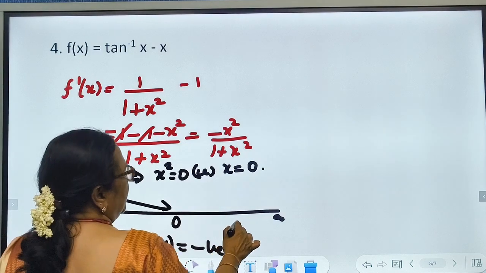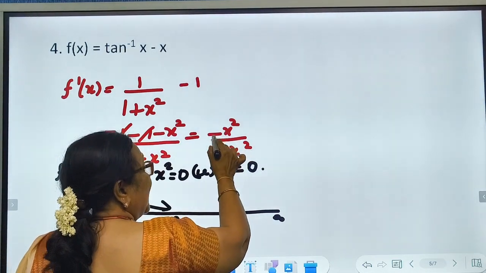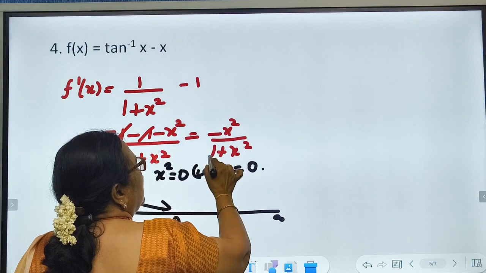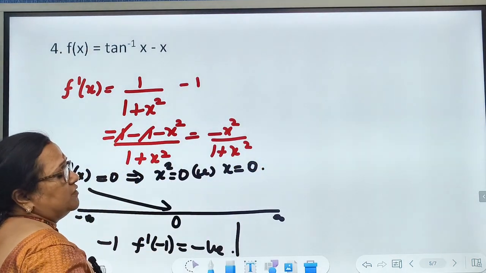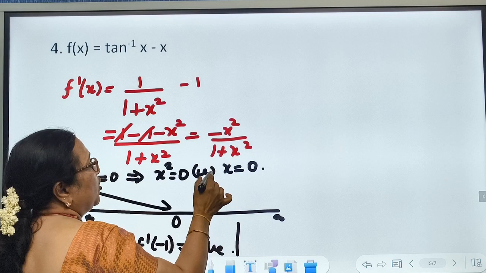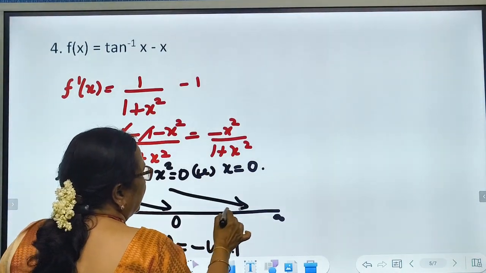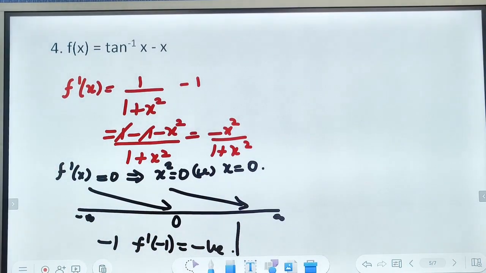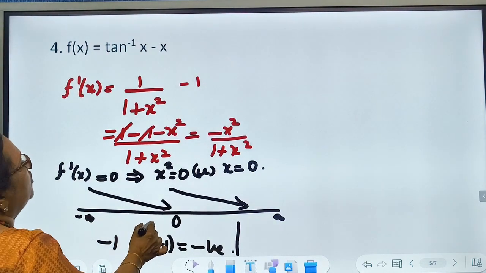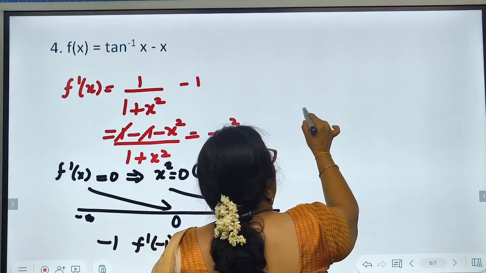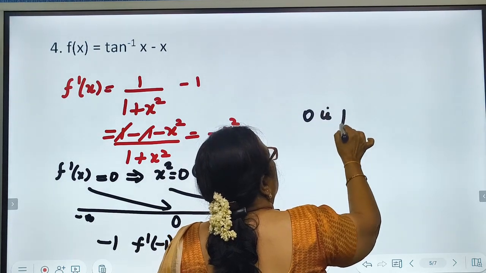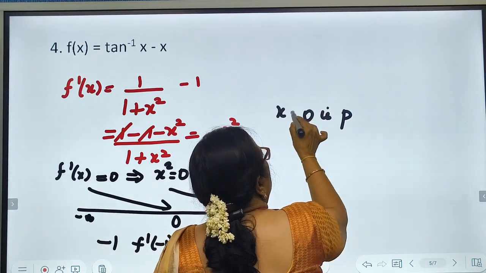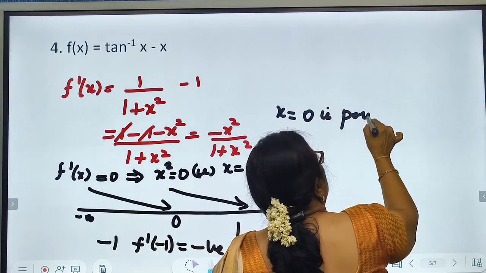What about 0 to infinity? Suppose I put 5. There also you can see x square by 1 plus x square is always positive. So minus x square by 1 plus x square is always negative. So what do you call this point 0? The point x equal to 0 is a point of inflection.